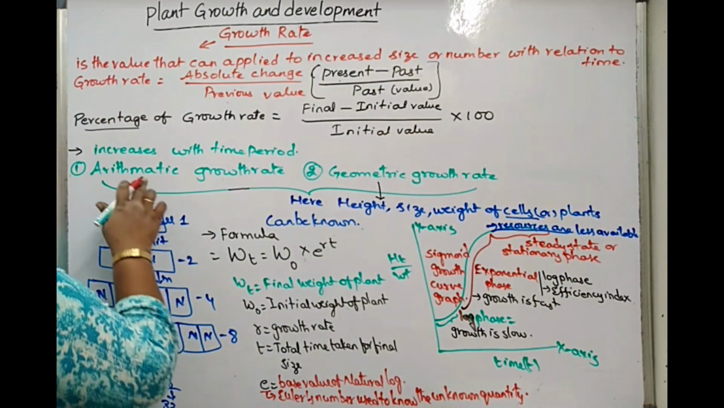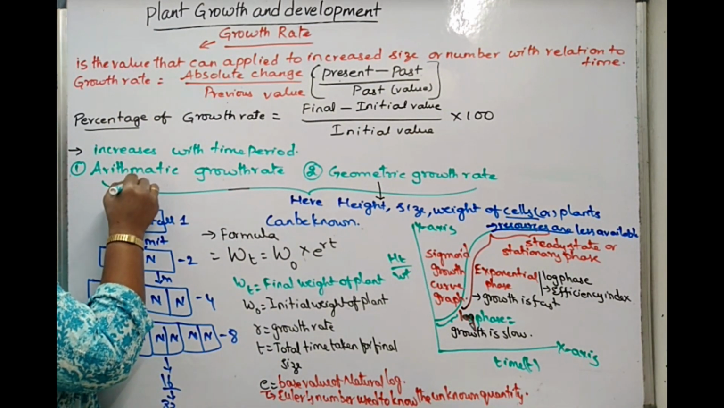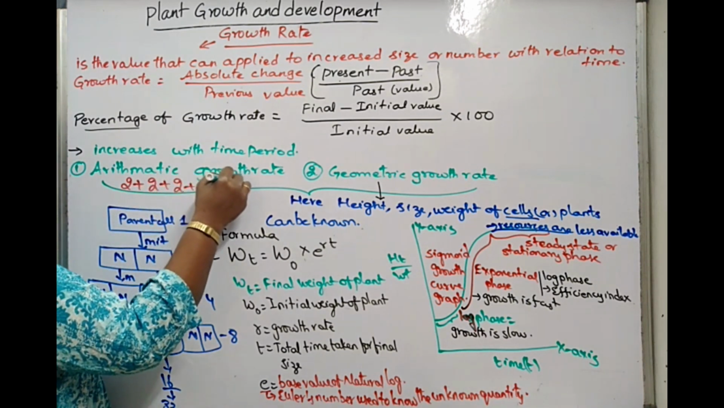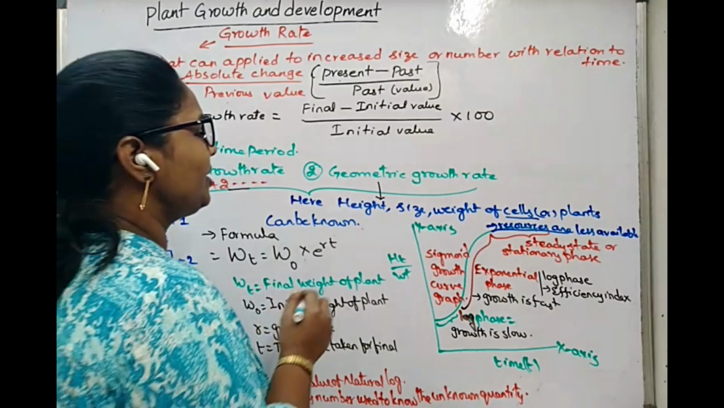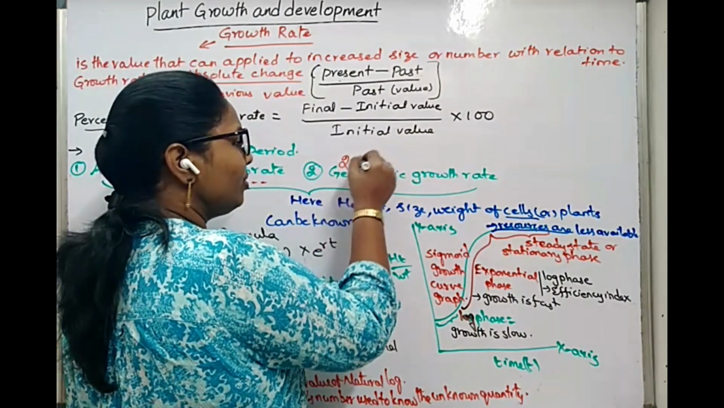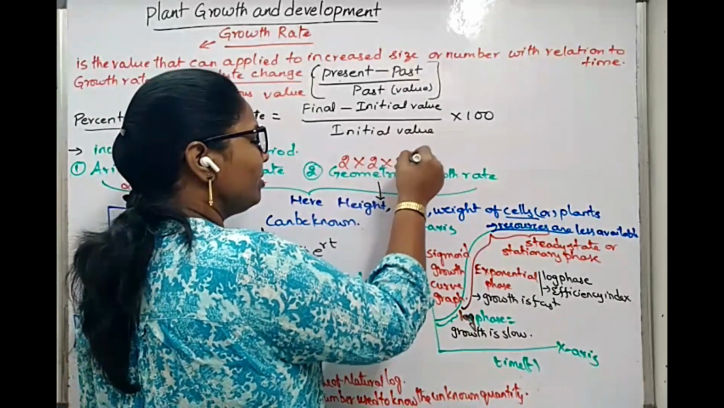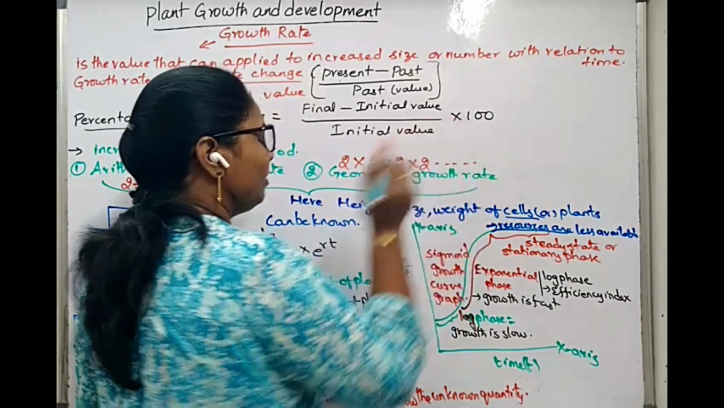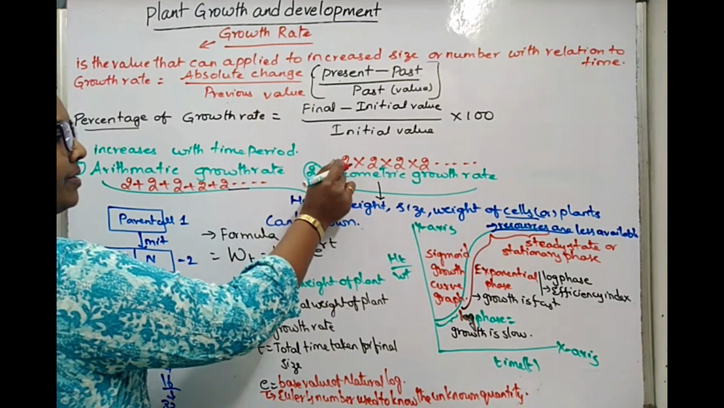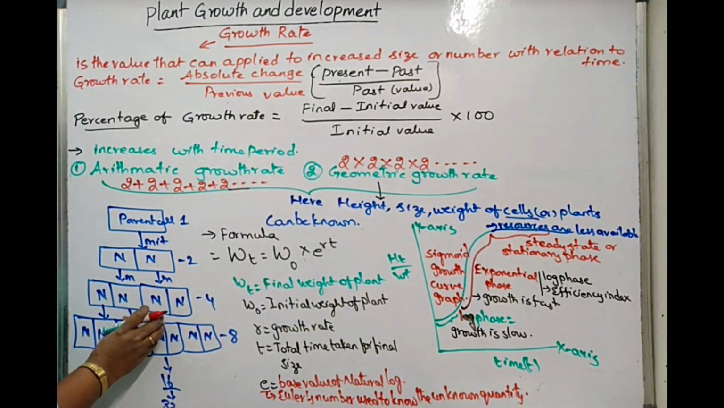In case of arithmetic growth rate, we are representing this one with increase in a number of cells as 2 plus 2 plus 2, etc. But in case of geometric growth rate, we represent increased cell number as 2 into 2 into 2 into 2 because the cells are always undergoing mitotic division. So the obtained number of cells will be 2 only. But no cell is undergoing differentiation here. So the width or girth of the stem also can be increased by geometric growth rate.